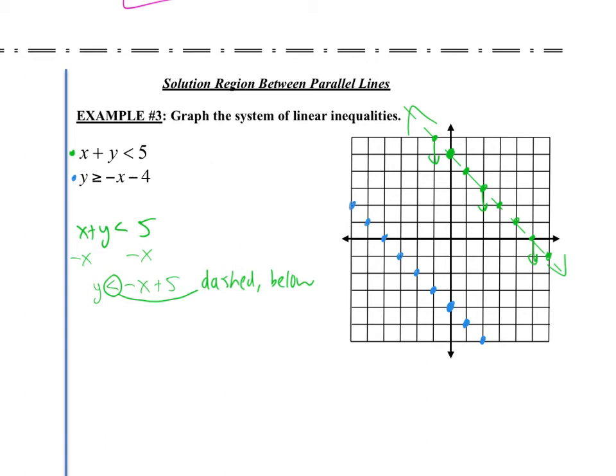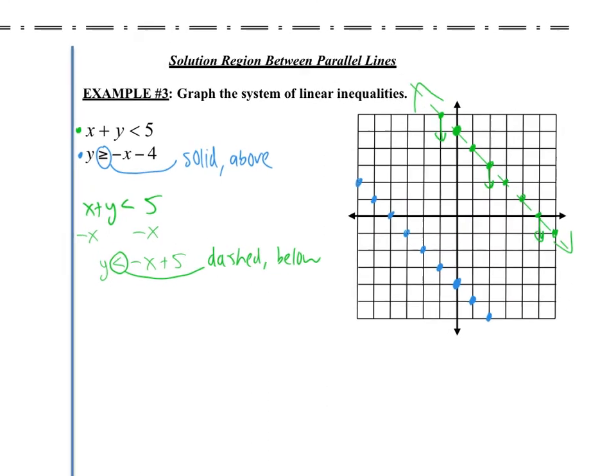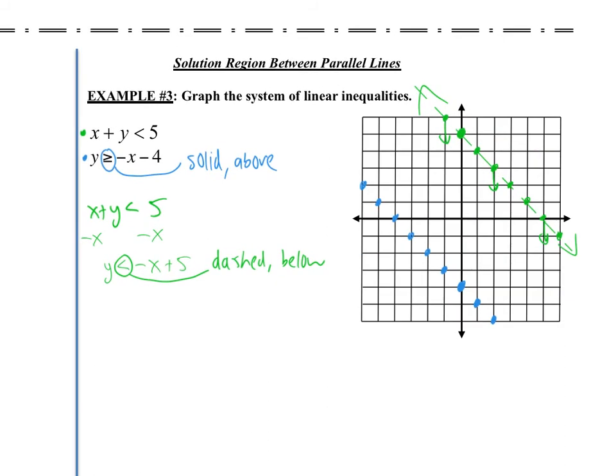And again, we have to look at this here. This is going to be a solid line because it's equal to, and it's going to be above. Solid and above. So this time I can just draw a nice straight line. That was not good.